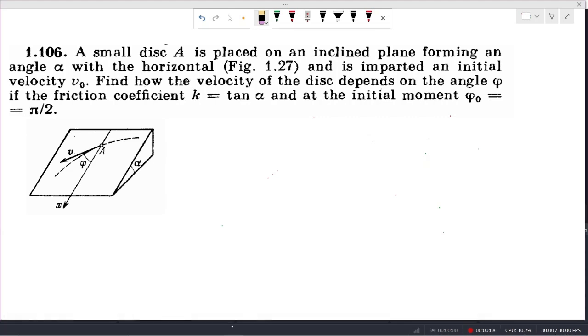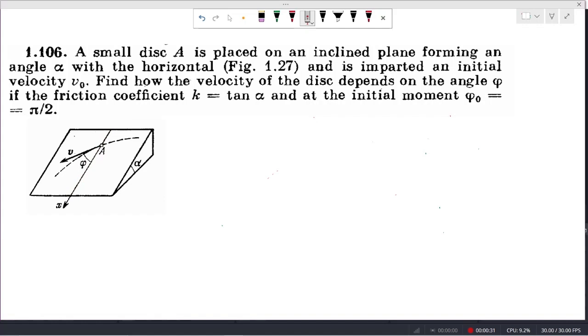In this question, a small disk A is placed on an inclined plane forming an angle alpha with the horizontal and is imparted an initial velocity v0 like this. Find how the velocity of the disk depends on the angle phi. This angle phi is taken from the greatest slope on this incline.